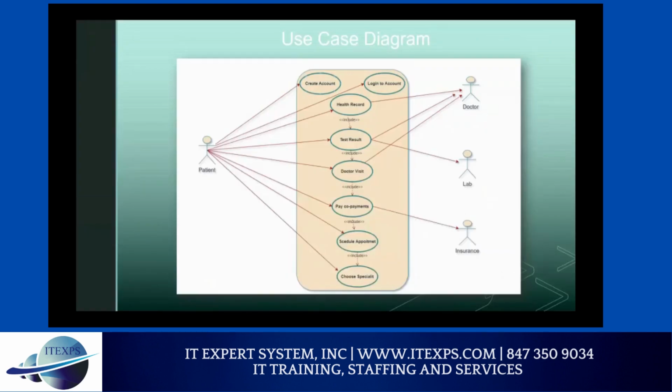In this use case diagram, you can see the actor as a patient. The system will be our application, and you will see on the right side also the insurance, lab, and doctor. So you will see how the patient will be interacting with all systems. He will be creating the account, log into the account. They will check the health record, testing, doctor visit. They can pay co-payment, schedule appointment, and choose the specialist. And the doctor will interact with health record, test result, and his visit. Insurance, of course, for co-payment, and lab for test results.